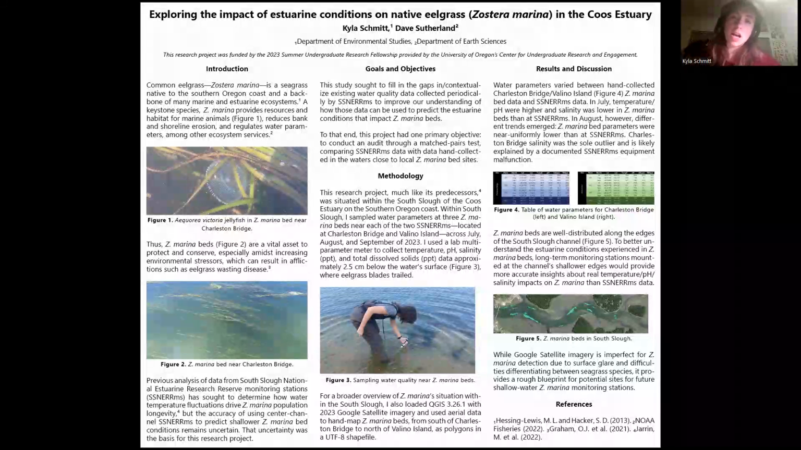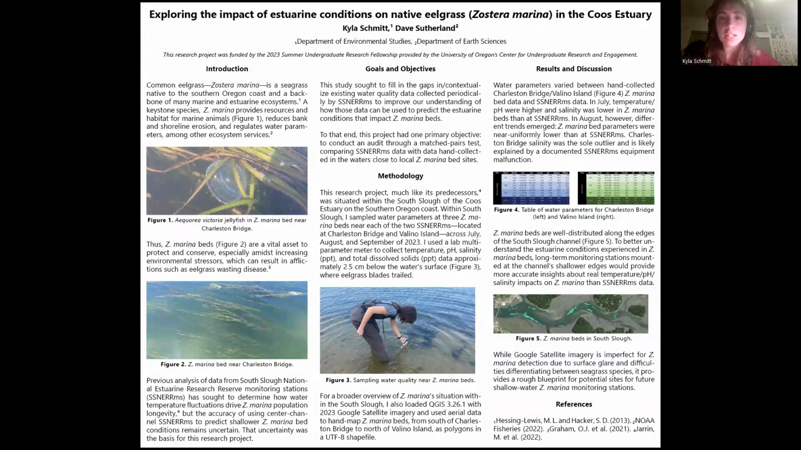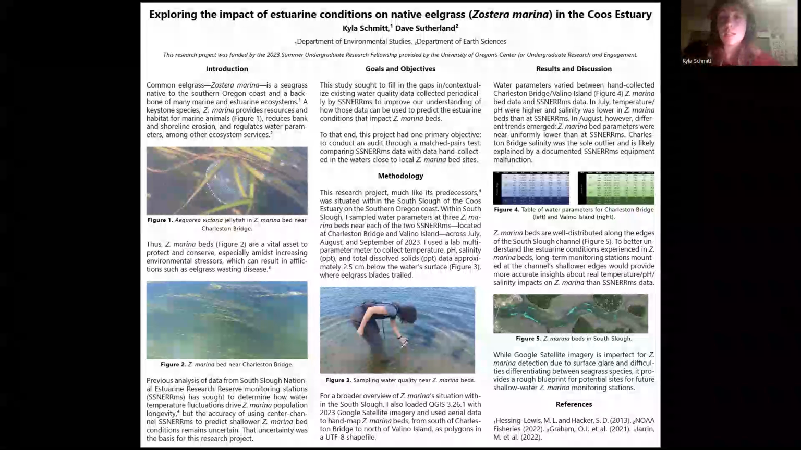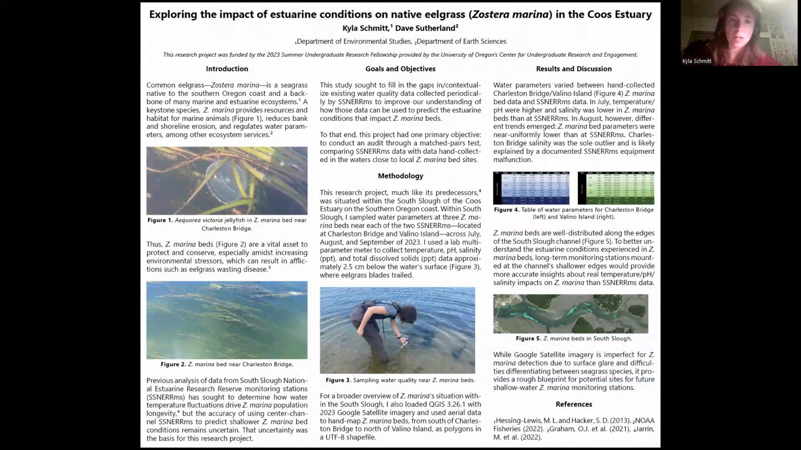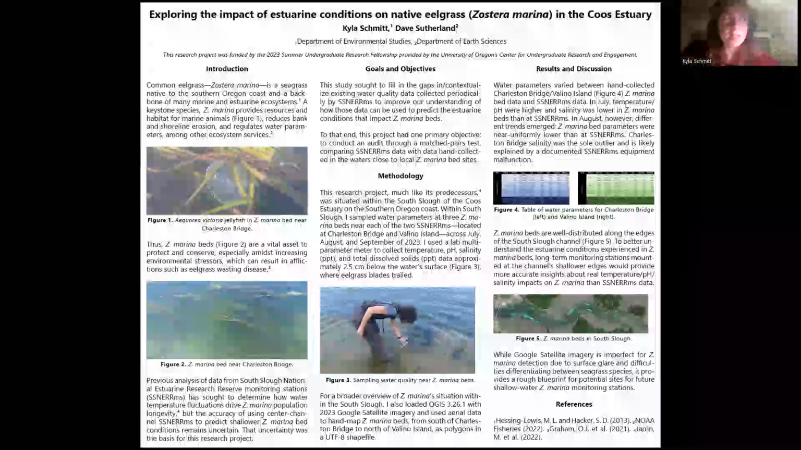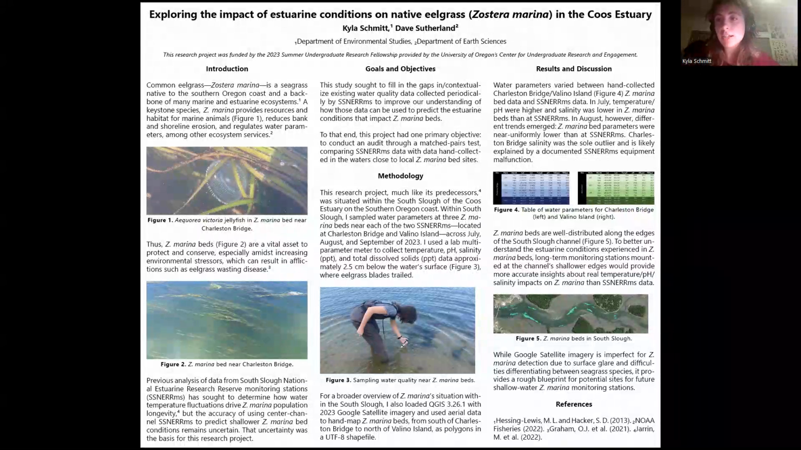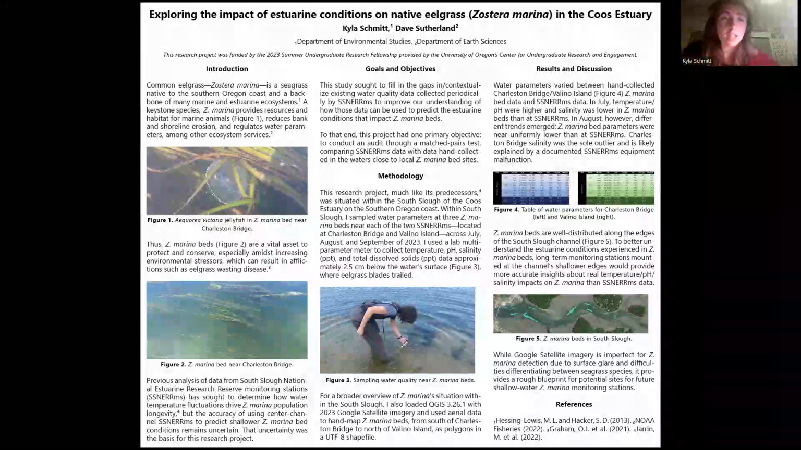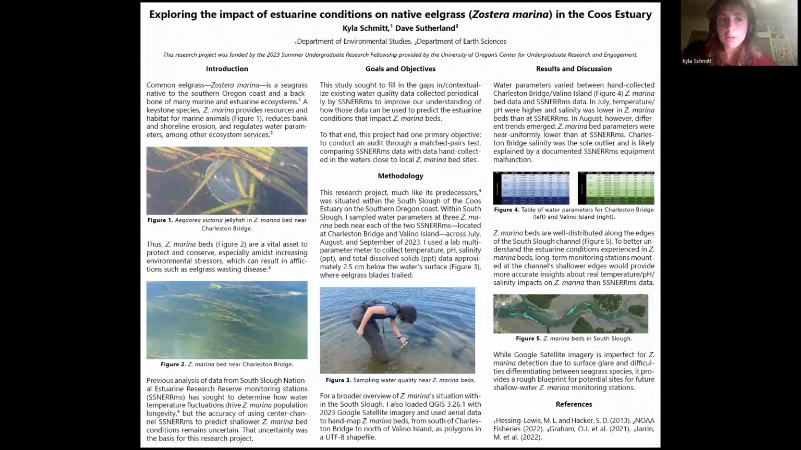And over the past summer, I conducted research on eelgrass in the Coos Estuary with the Sutherland Lab here at the University of Oregon. We looked more specifically at how water conditions might affect eelgrass and how we might be incorrectly looking and thinking about water conditions in the estuary.